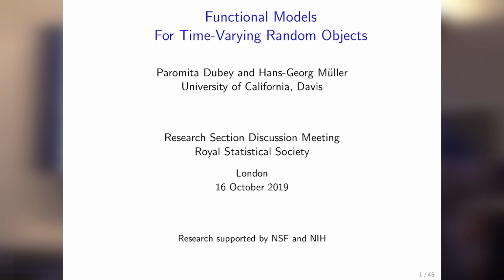So the topic is functional models for time-varying random models. And let me start with random objects, which is the focus of the talk. I will talk about time-varying random objects, but first of all, we need to think about random objects themselves.